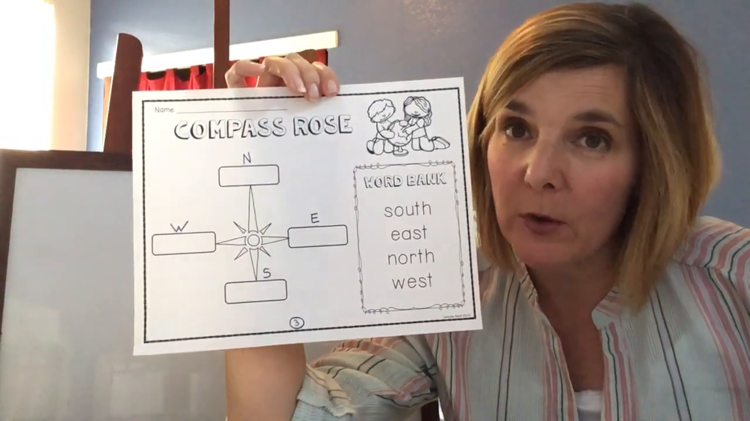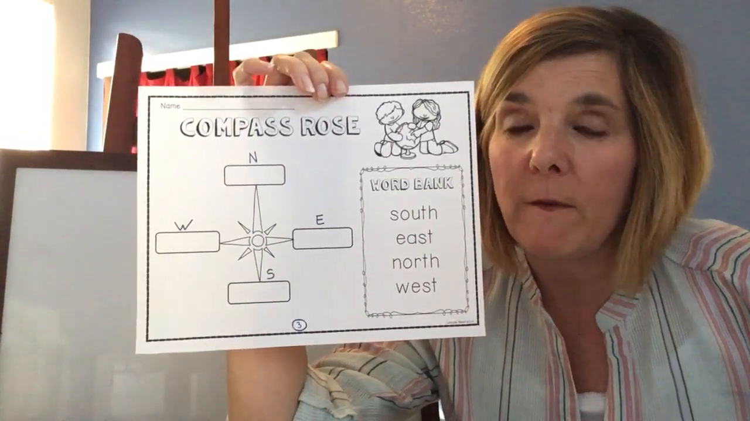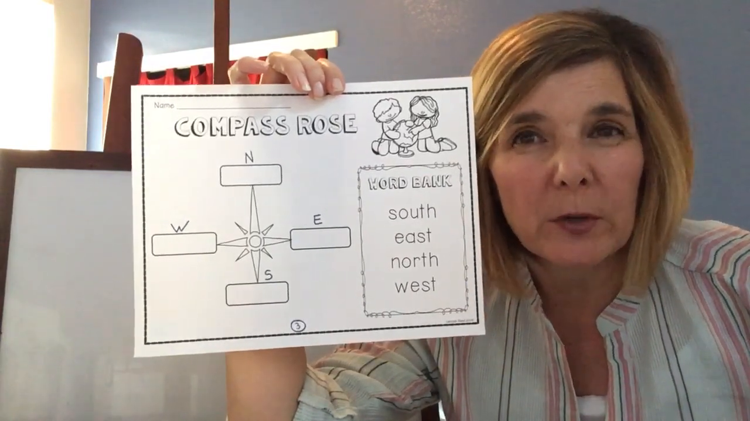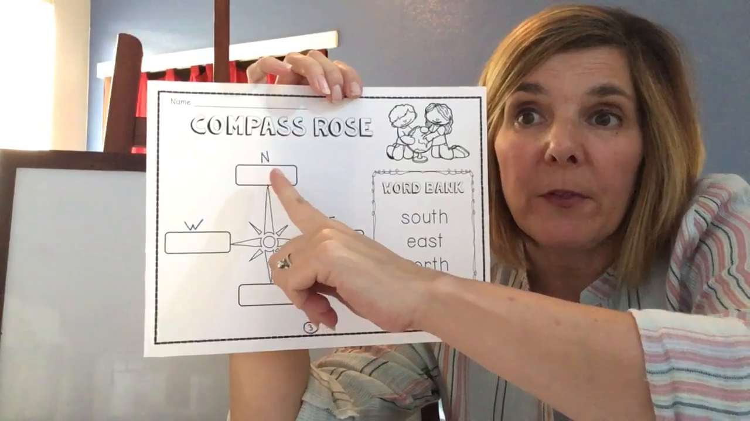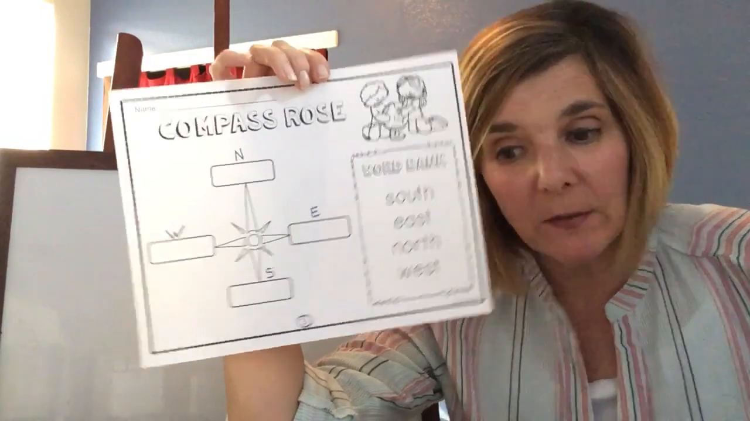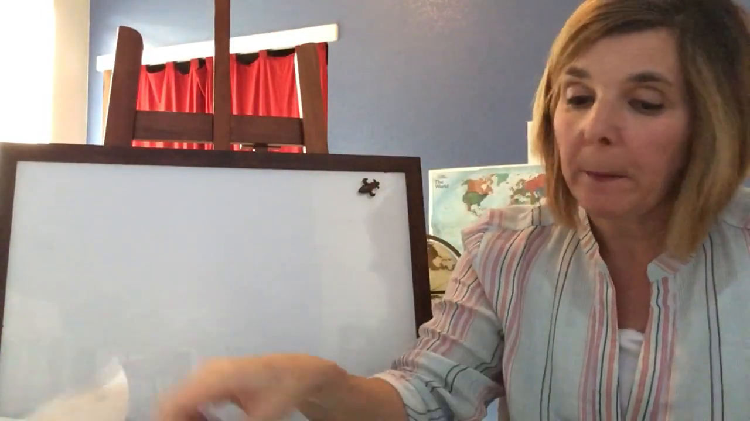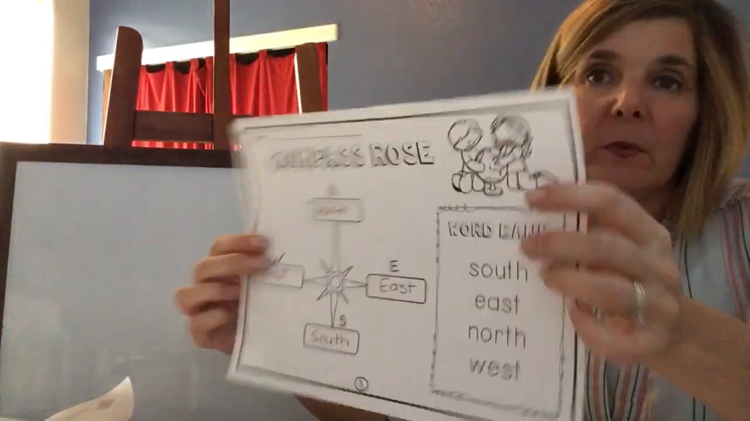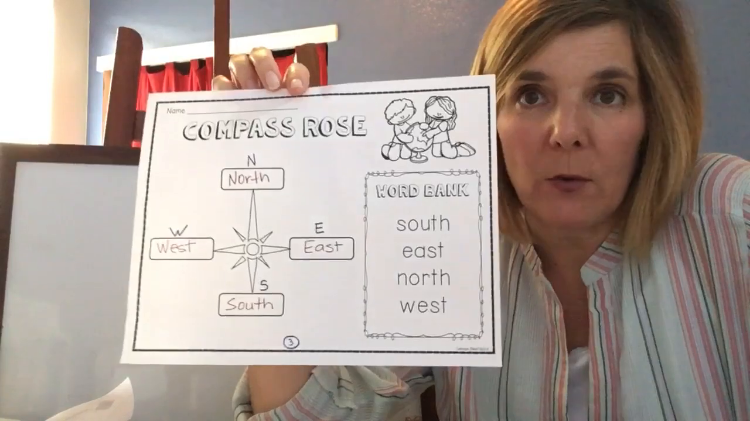And what does that stand for? How can we remember it? Never eat soggy waffles. But let's read the real names this time. North, east, south, west. Okay, good job. Now I'm going to fill it in and hold it up, and you can check your work. N is for north. E is for east. S is for south. And what is W for? West. Here we go. North, south, east, west.